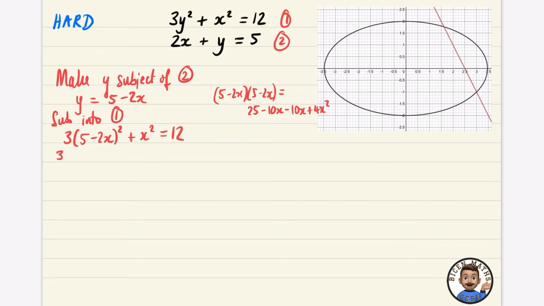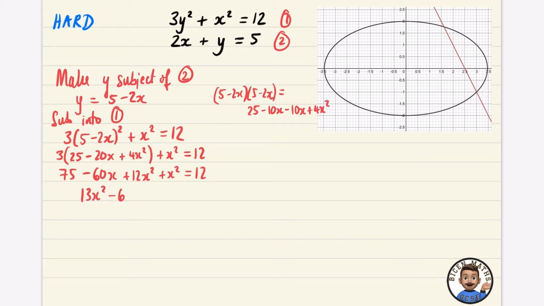So it's going to be 3 multiplied by 25 minus 20x, plus 4x squared, plus x squared is equal to 12. So expanding these brackets, 75 minus 60x plus 12x squared plus x squared is equal to 12. So 13x squared minus 60x, and I've got plus 75 minus 12. So that's actually just going to be a plus 63 is equal to 0.